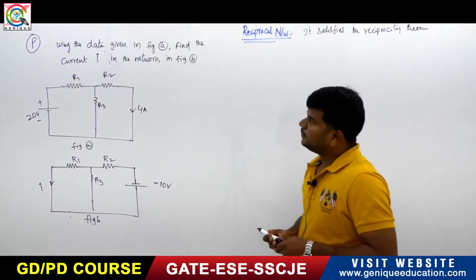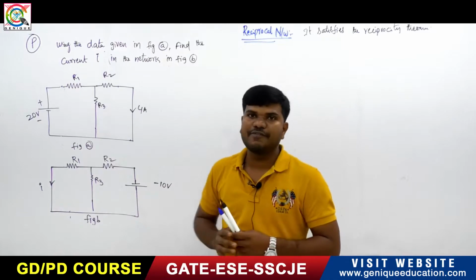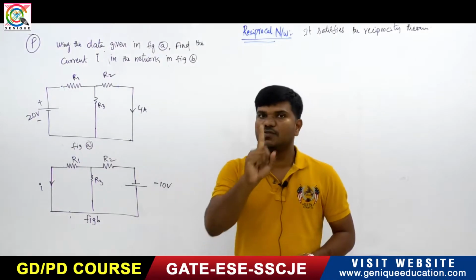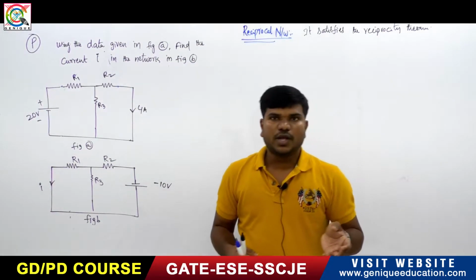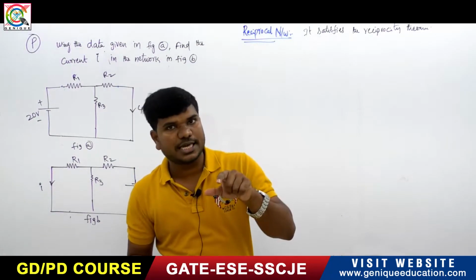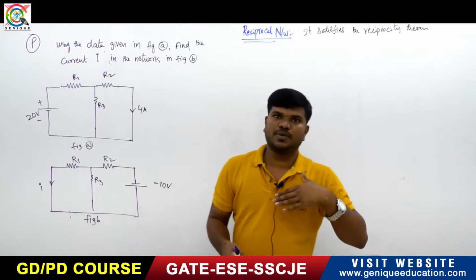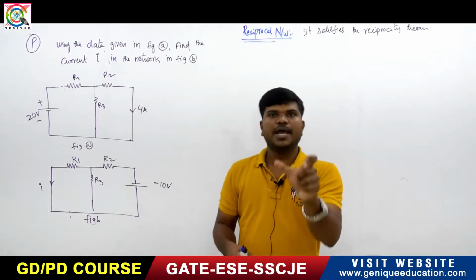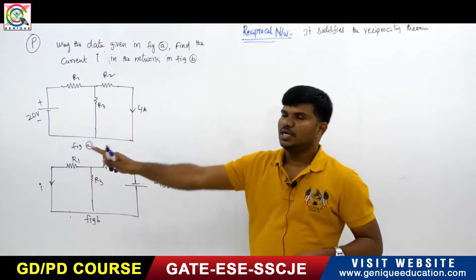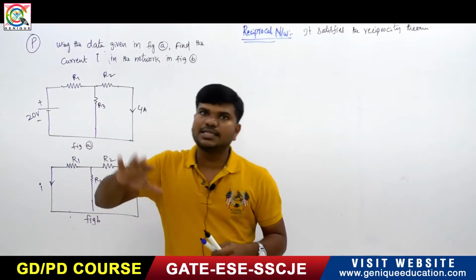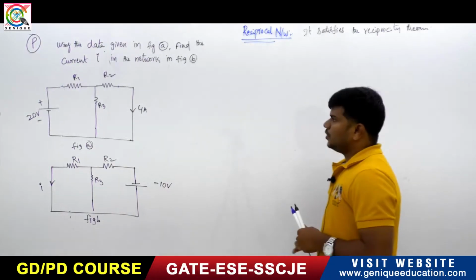But the reciprocity theorem is applicable if and only if the network has one source. If there are multiple sources, you cannot apply the reciprocity theorem directly, but we can use the superposition principle. That means we make one source active and the other sources deactivated. Like that we can use the reciprocity theorem. This is the thing you have to understand.